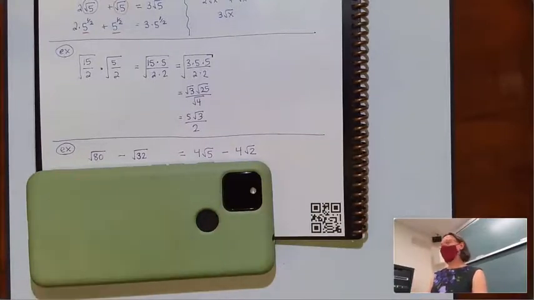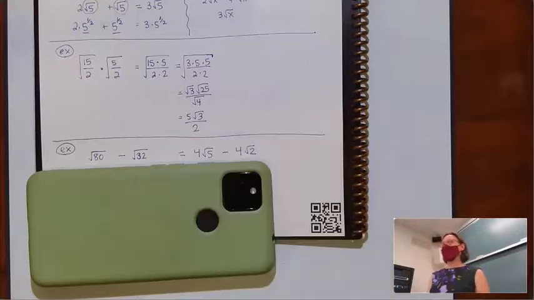From looking at the original problem, I know that because I have square roots, I'm trying to find numbers that are perfect squares. So I'm specifically looking for factors of 4, 9, 16, 25, 36, 49. I could keep going, but I'm not going to.